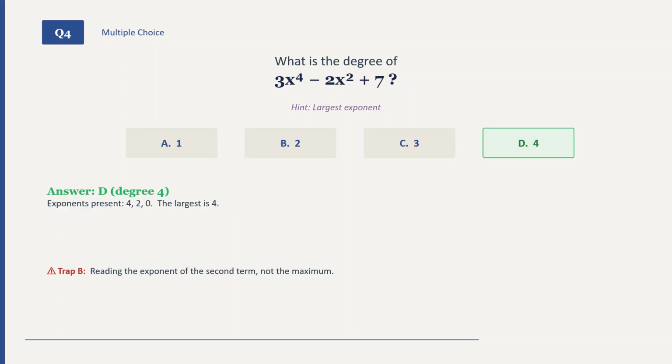The highest power of x is 4 from the term 3x to the fourth. The polynomial is already in standard form because the powers descend, 4, then 2, then 0 for the constant. The leading coefficient is 3. A common mistake is confusing the coefficient with the degree, answering 3 instead of 4.